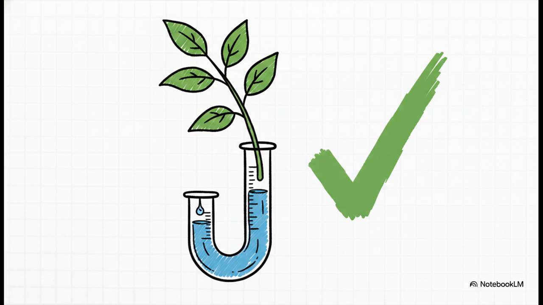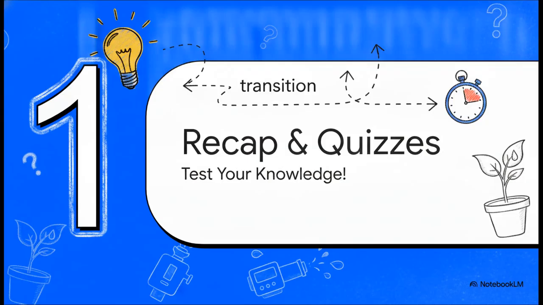Just remember the logical flow we built together today. The question asked about measuring water loss. We know that plant water loss is called transpiration, and the instrument that estimates transpiration by watching a plant drink is the potometer. Water loss leads to transpiration, leads to potometer. Excellent work. Moving right into our recap and quick quizzes sections.